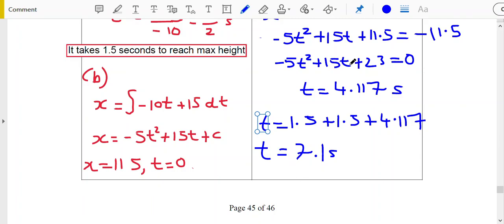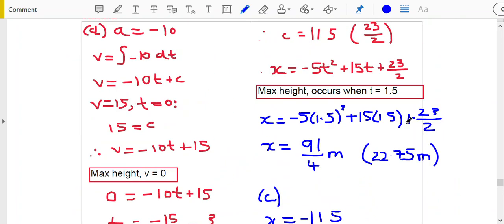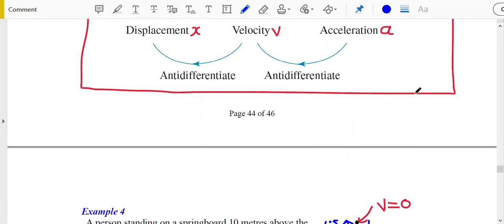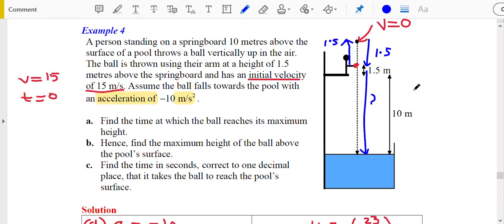Okay, so as you can see, this problem is an application of integration. So we're learning three new functions here: displacement x, velocity v, acceleration a. They're linked together by either using differentiation or anti-differentiation, according to this little diagram here. So you'll find this very useful when answering problems on motion in a straight line. So that's the second application of integration.